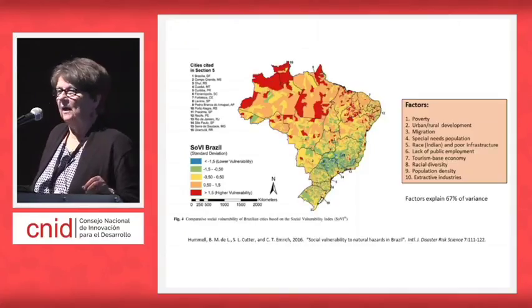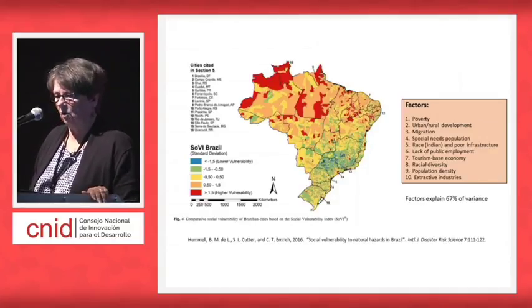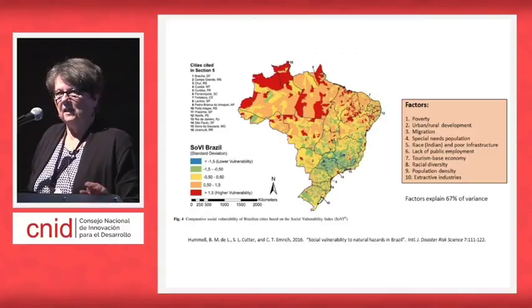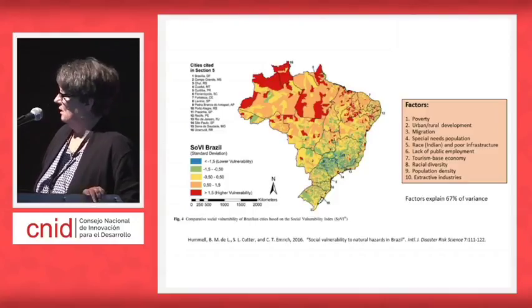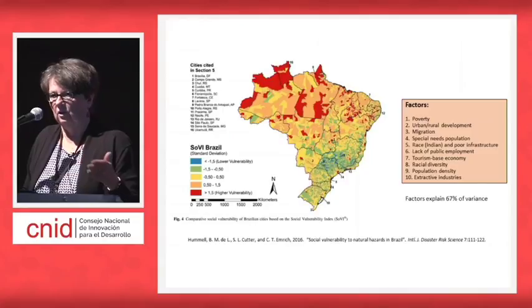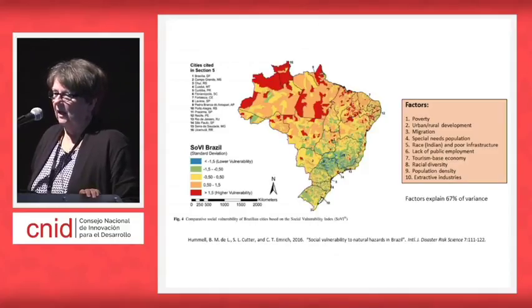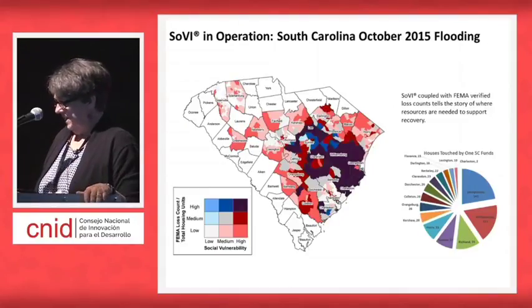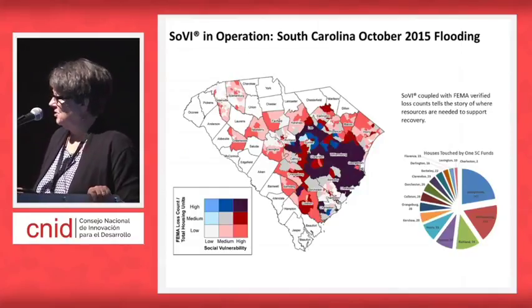And to highlight differences, they used a 5-category mapping scheme rather than a 3-category mapping scheme. We have done SOVI types of analyses in Brazil, in China, in Portugal, and believe it or not, in Norway, which I used to think of as being a fairly uniform society, but there is quite a bit of social differentiation within that country as well. Perhaps the most exciting thing is what has been done recently, which is to move SOVI from just an academic exercise into an operational tool.